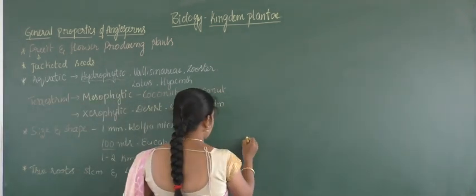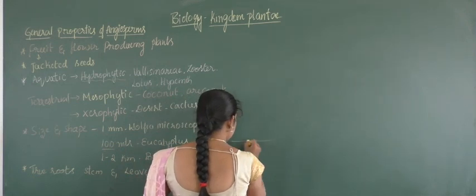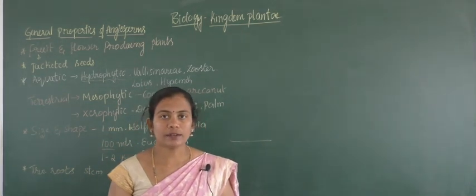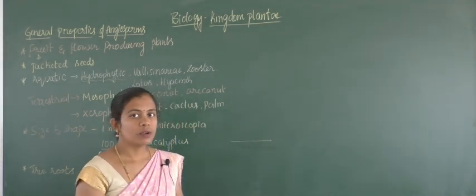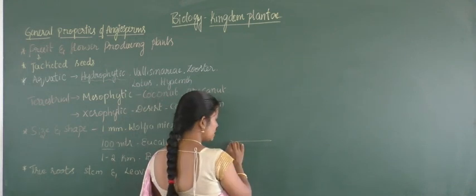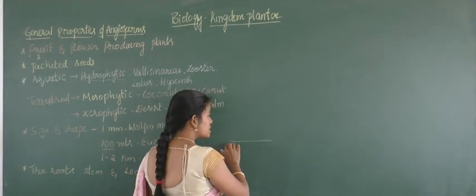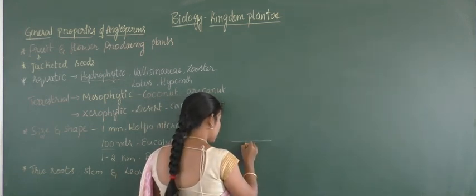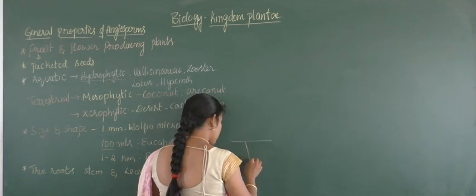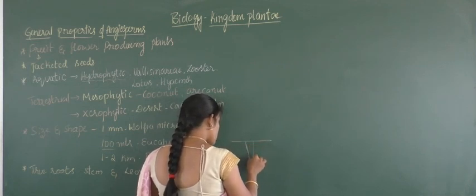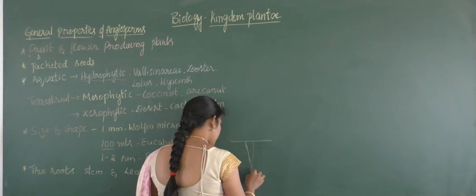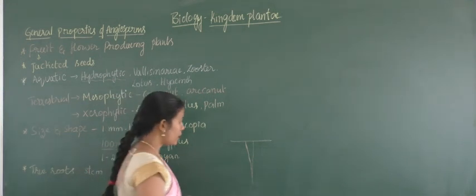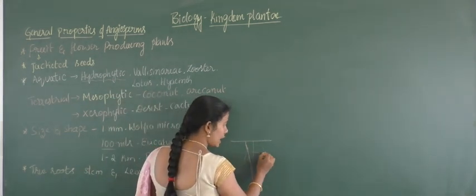See, when we take the root system, there will be 3 different types. One is taproot system, fibrous root system and the adventitious root system. I am writing the taproot system, and this is the surface area of the soil. Underground, beneath the soil, there is an underground part of the plant body, that is root, which is wider at the base and becomes tapering at the end, growing towards the earth, right? So this is a taproot structure.